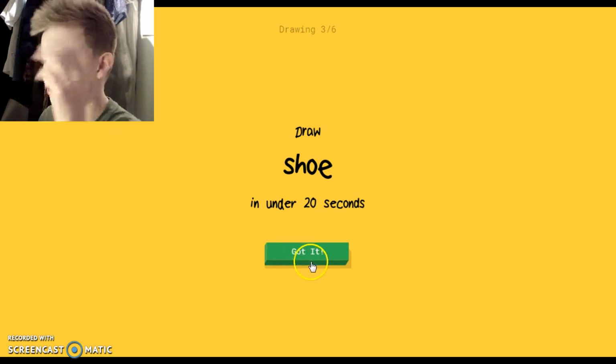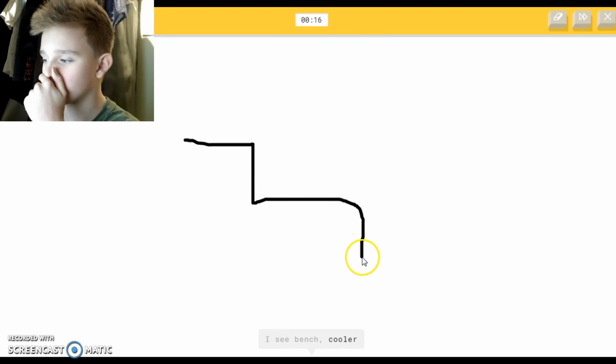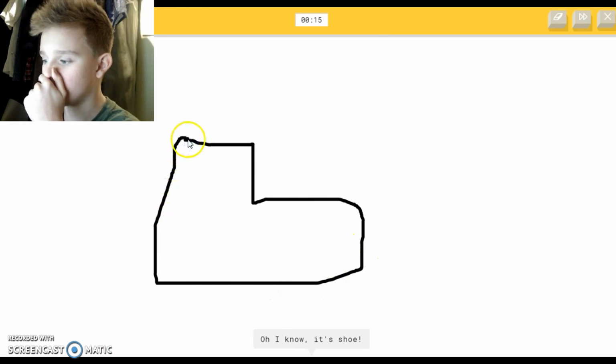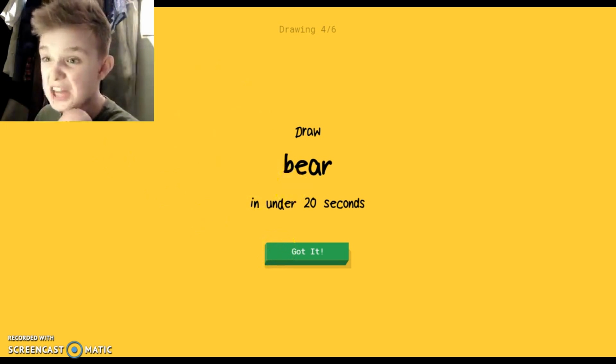Wow. A shoe. I see bench. Or cooler. Or stairs. Oh, I know, it's shoe. I did the outline of the shoe, and she's like, it's a shoe!